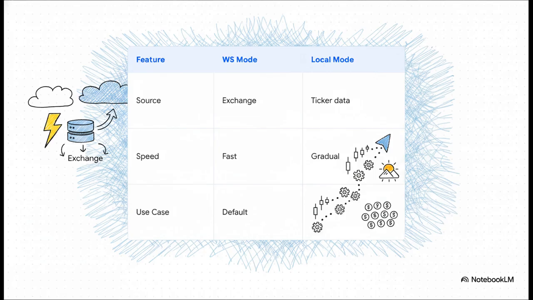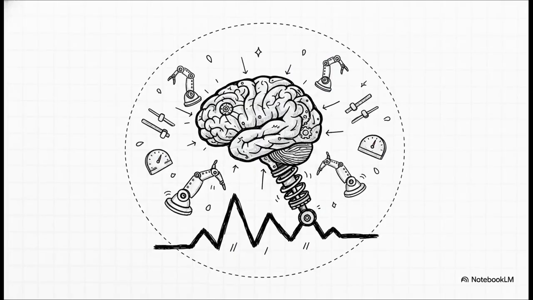But say you're running this massive universe of 100 plus coins, or maybe the exchange's connection is just acting really flaky. That's when you switch to local mode. Local mode slowly and safely aggregates raw ticker data to build its own candles from scratch. Now, it does require a bit of a warm-up period, but it scales beautifully, and it absolutely will not buckle under network pressure. Once Voden has that candle data locked in, its brain kicks into gear.